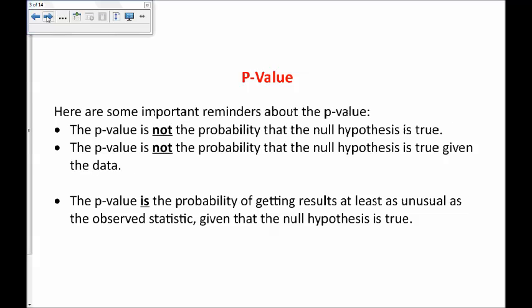Next, let's remind you about the p-value. The p-value is not the probability that the null hypothesis is true. It's also not the probability that the null hypothesis is true given the data that you collected. The p-value is the probability of getting results at least as unusual as the observed statistic given that the null hypothesis is true. Keep in mind that the p-value is a conditional probability. Given that the null hypothesis is true, how unlikely is it that I got the results that I saw from my data?